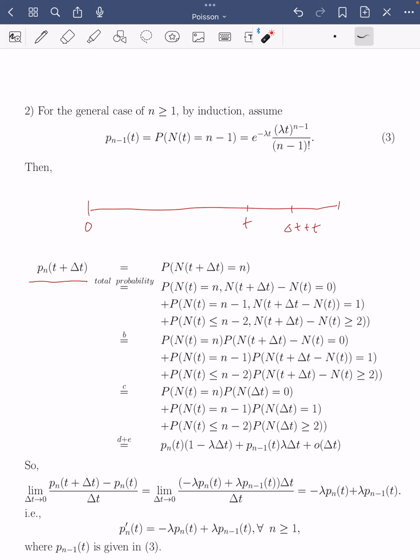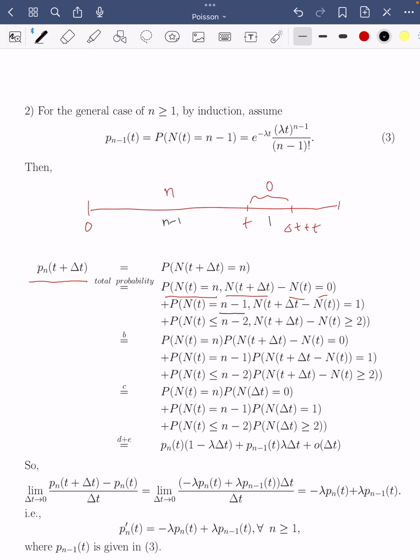So this event can be decomposed into three cases. The first case is that in this period there are n arrivals, and then in this time period there are 0 arrivals. So this is the chance that N(t) equals n, and N(t plus delta t) minus N(t) equals 0. So that's the first case. The second case is that between 0 and t there are n-1 arrivals, and then there must be 1 over here.